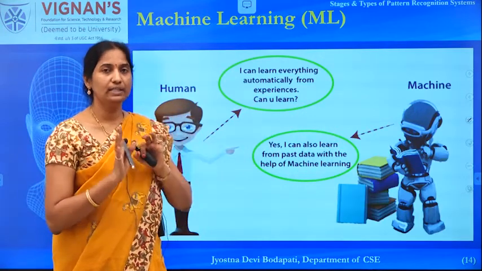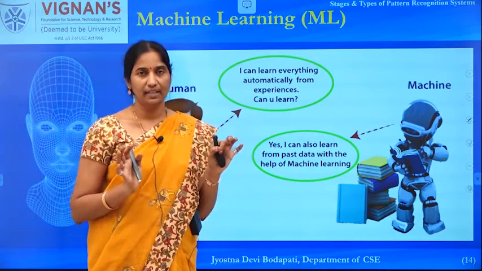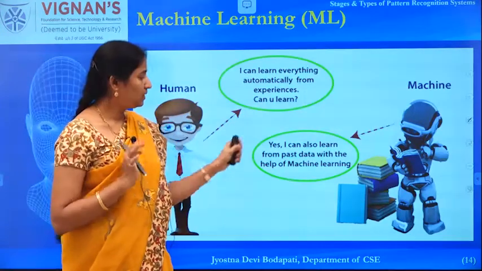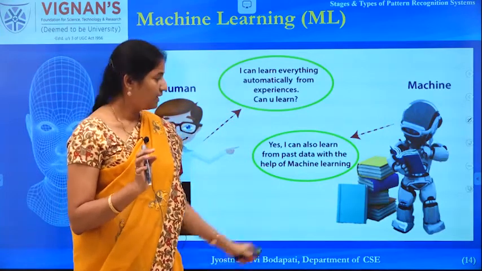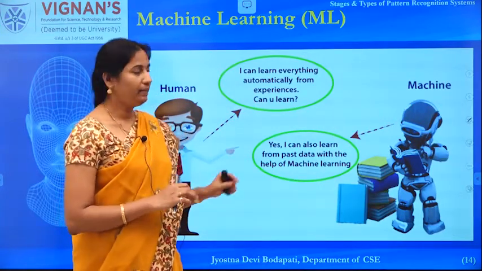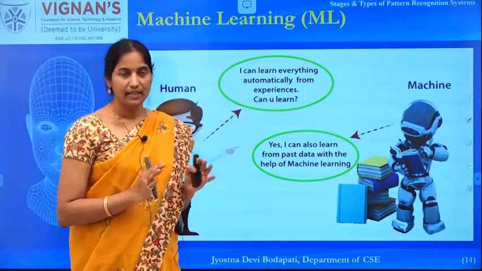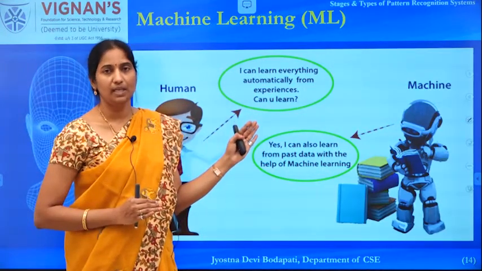And this artificial intelligence can be achieved in many ways, and one of the ways is machine learning. So machine learning is basically one of the ways to achieve artificial intelligence. And basically what machine learning does is, it tries to identify the patterns in the data.